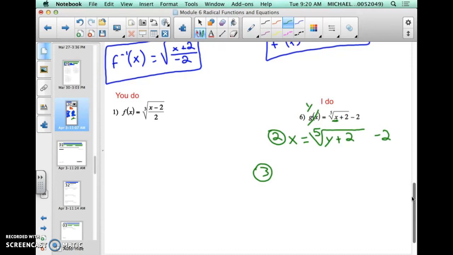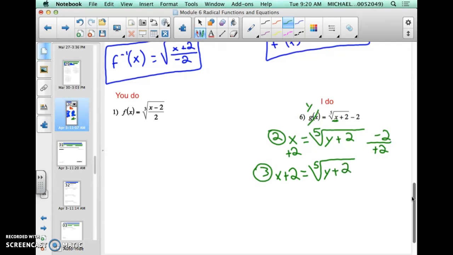And before I can raise whatever is underneath the radical to the power to get rid of the radical, I have to move any other pieces on the same side of that equation that are not under the radical. What I'm referencing is this 2 right here. This minus 2 is outside the radical. I have to kick it to the other side before I can raise the radical piece to the power of 5. So I'm going to add 2 to both sides. So now I have x plus 2 equals the 5th root of y plus 2.